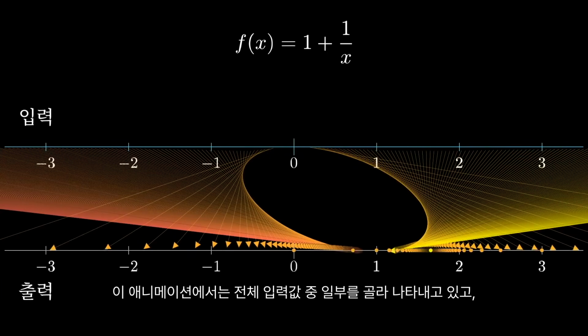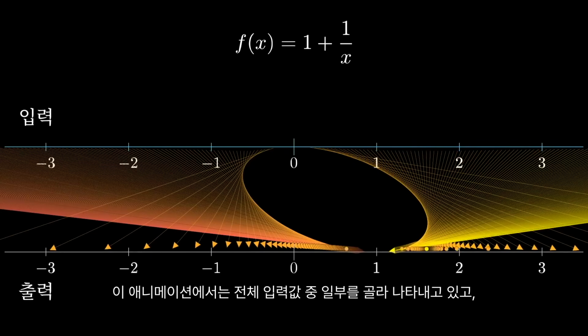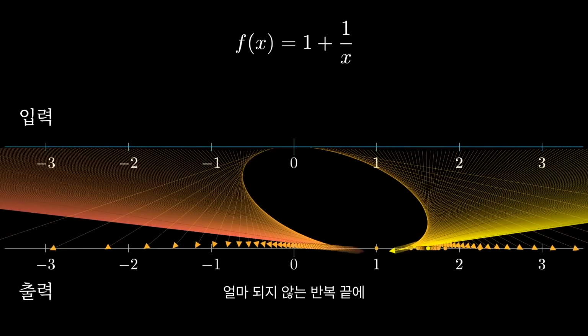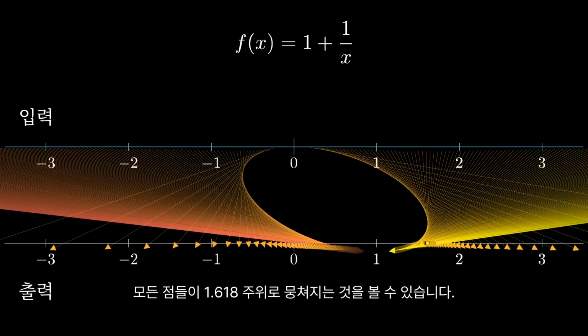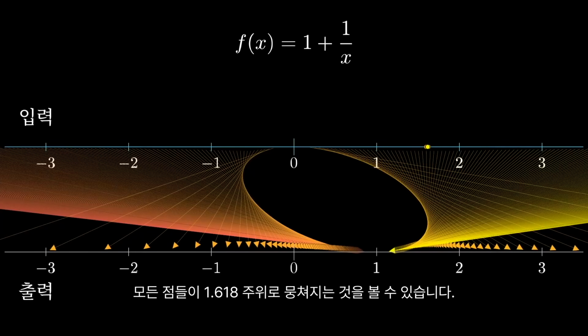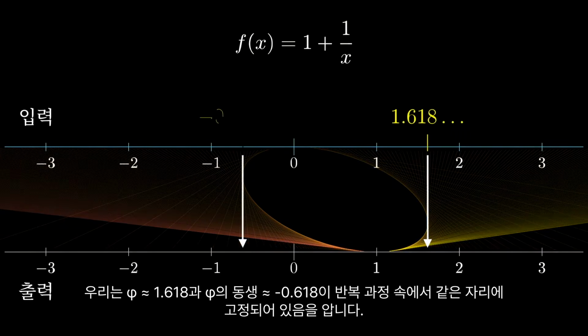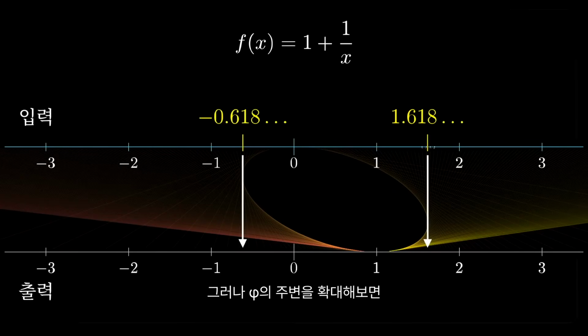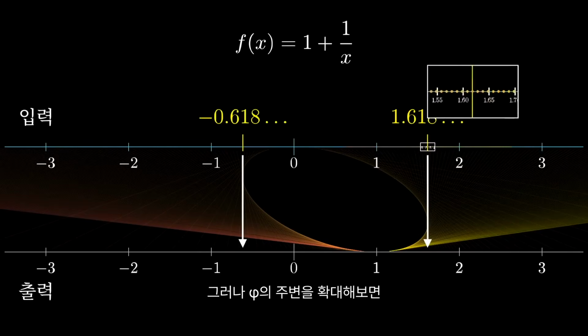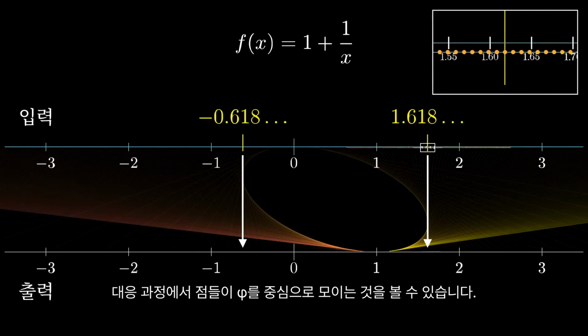Notice, in animating this with a few dots representing the sample points, it doesn't take many iterations at all before all of those dots kind of clump in around 1.618. Now remember, we know that 1.618 and its little brother, negative 0.618 on and on, stay fixed in place during each iteration of this process. But zoom in on a neighborhood around phi.